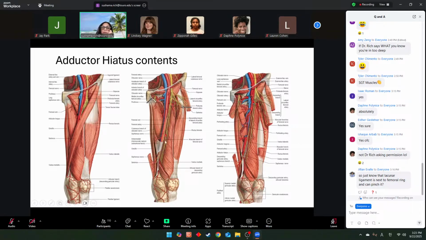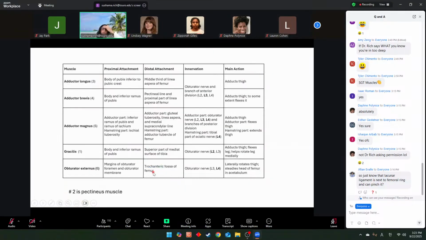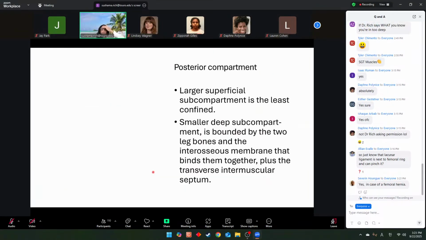And of course, it comes down. When it comes down, it's going to find the adductor hiatus, and the femoral artery and vein are going to leave through the hiatus and go to the back. These are the muscles that we talked about.